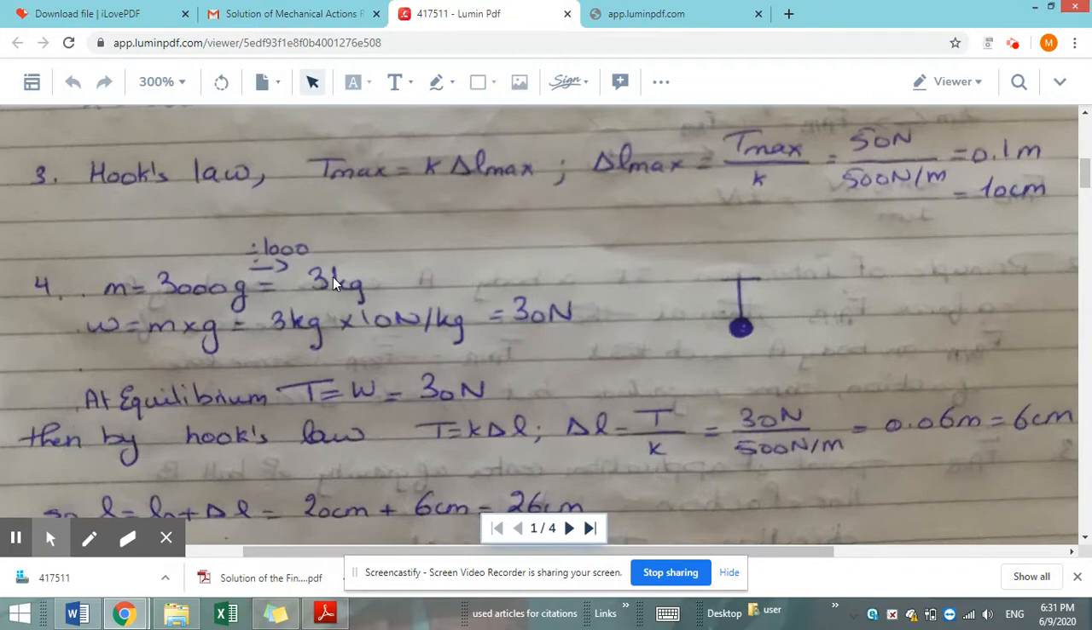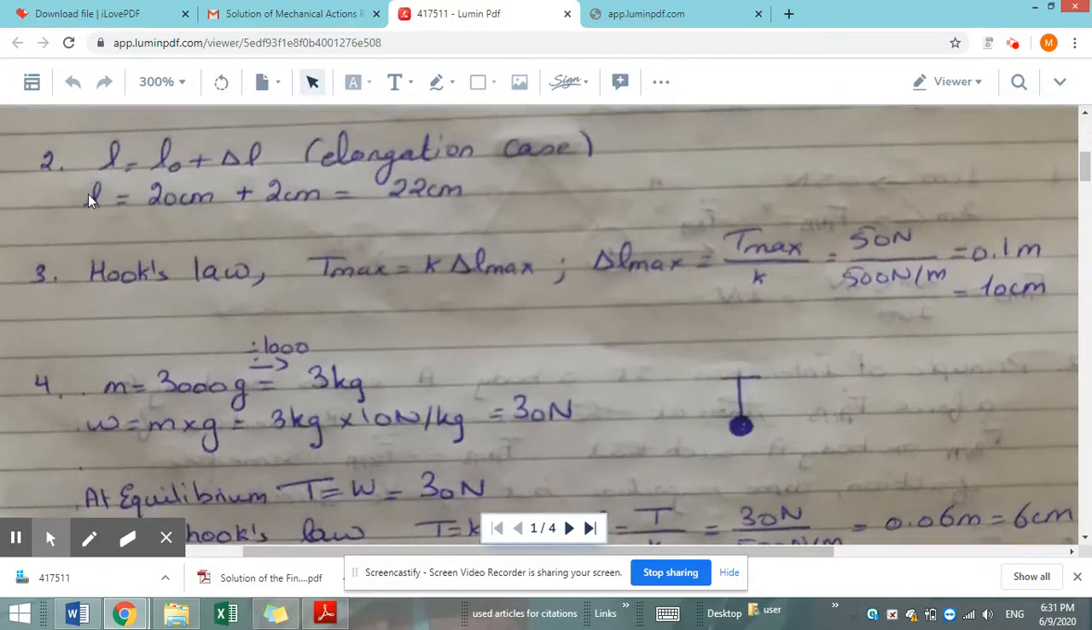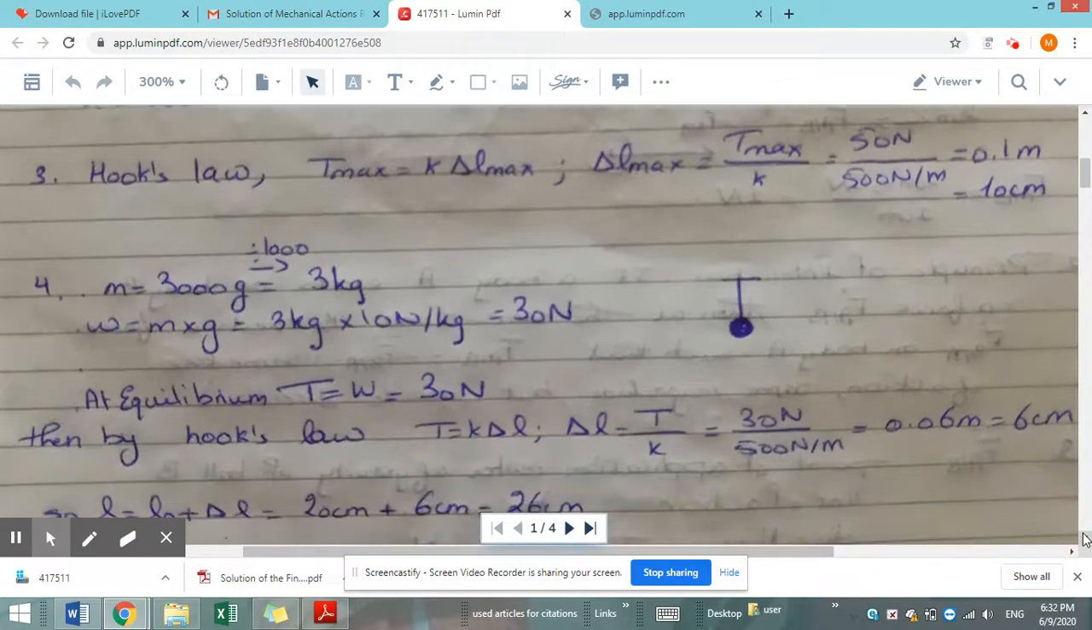But in order to be able to find L, we need delta L. L0 or the free length is given. So now our objective is to be able to calculate delta L. But how? What can we benefit from the mass? We can simply calculate the weight of the object, which is mass times the gravity, 3 kilograms times 10 Newton per kilogram, considering the object to be on Earth.